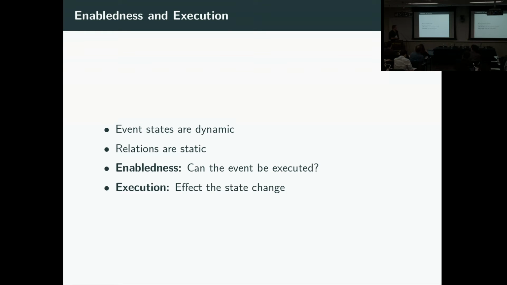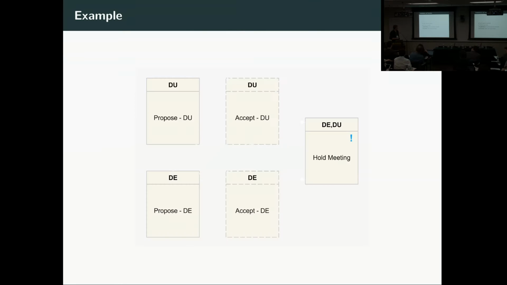As well as the execution of an event, which will change the state of the event itself and any events on the other end of an affecting relation. So let's go through the example I did before, now as a DCR graph. We have 5 events. Danish union can propose a meeting date. Danish employers can propose a meeting date. They can both accept the other's proposal, and at last they can hold the meeting.